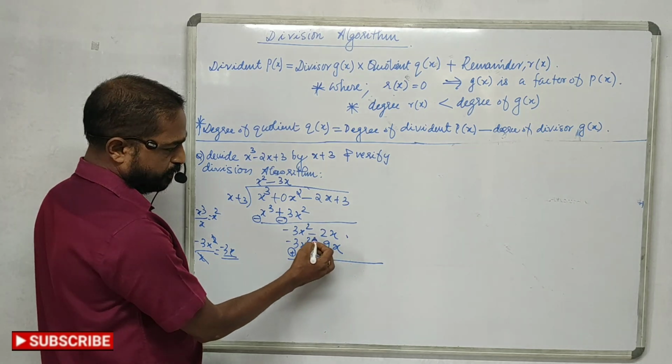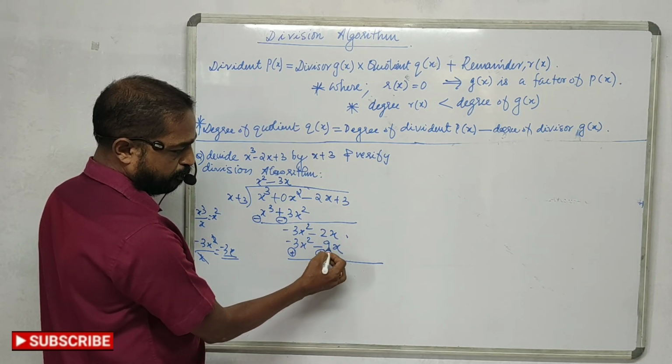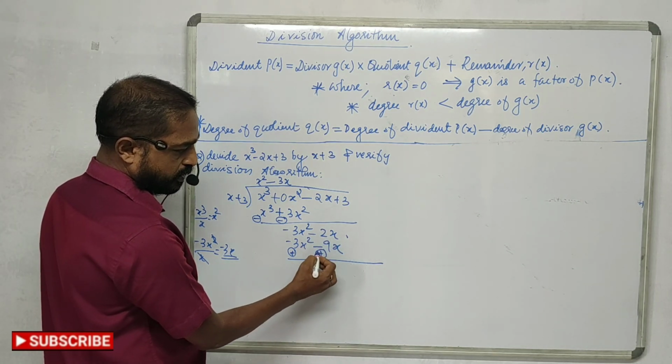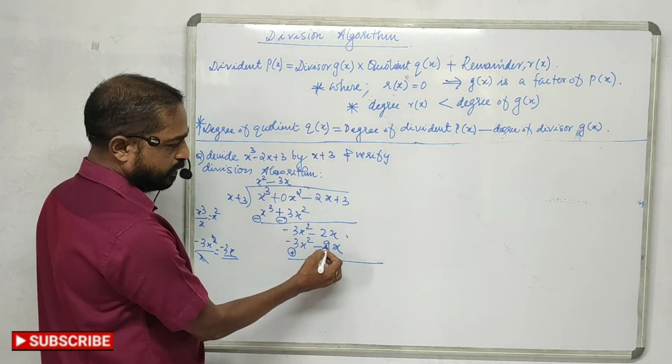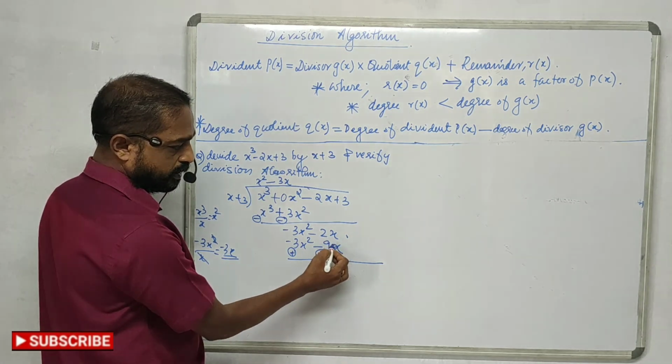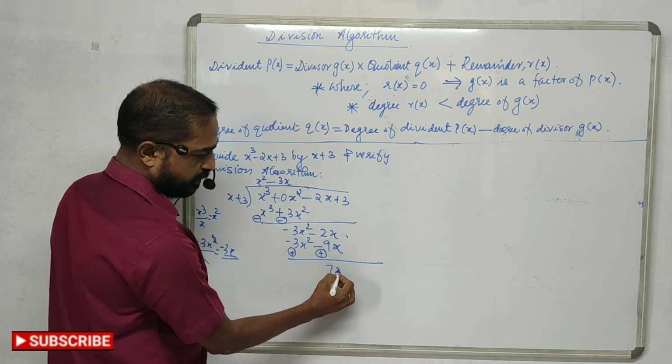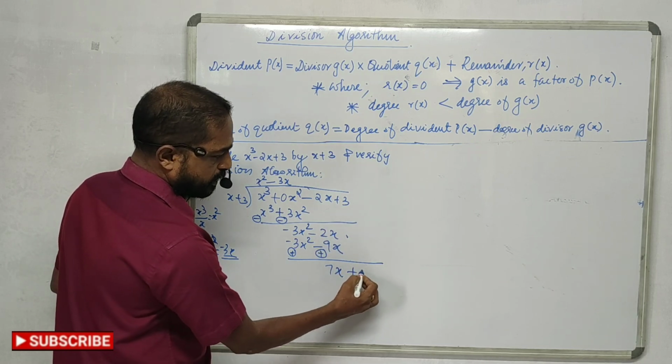You need not write 0. So here minus 2x plus 9x. Minus 2x, you will have to consider this second sign. Minus 2x plus 9x, that is 9x minus 2x, 7x. You will have to write the next term, which is plus 3.